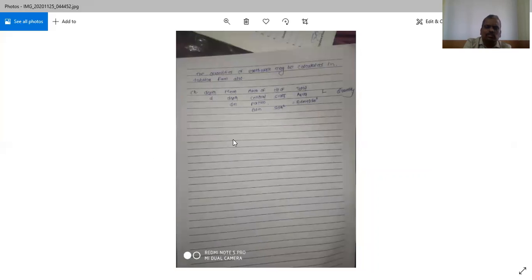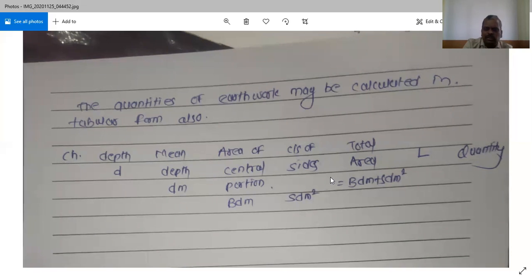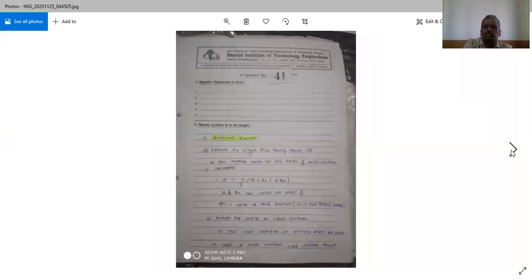Now the same thing is given in the tabular form. Tonnage, the depth D, mean depth DM, area of central portion BDM, cross sectional area of sides, that is SDM square. So the total area will be BDM plus SDM square. Just multiply the total area with the length and it will give you the quantity. In this manner, by using a very simple formula, you have to find out these volumes.